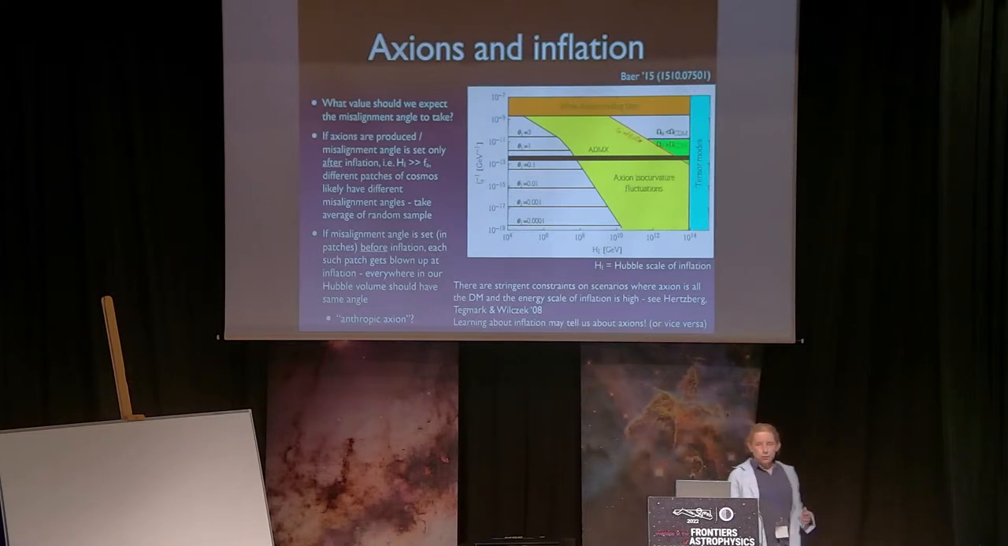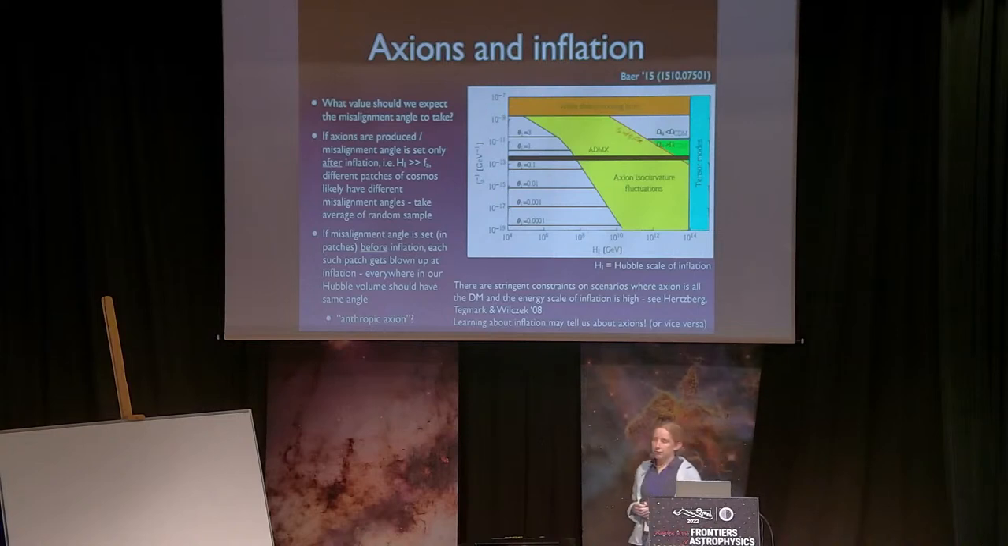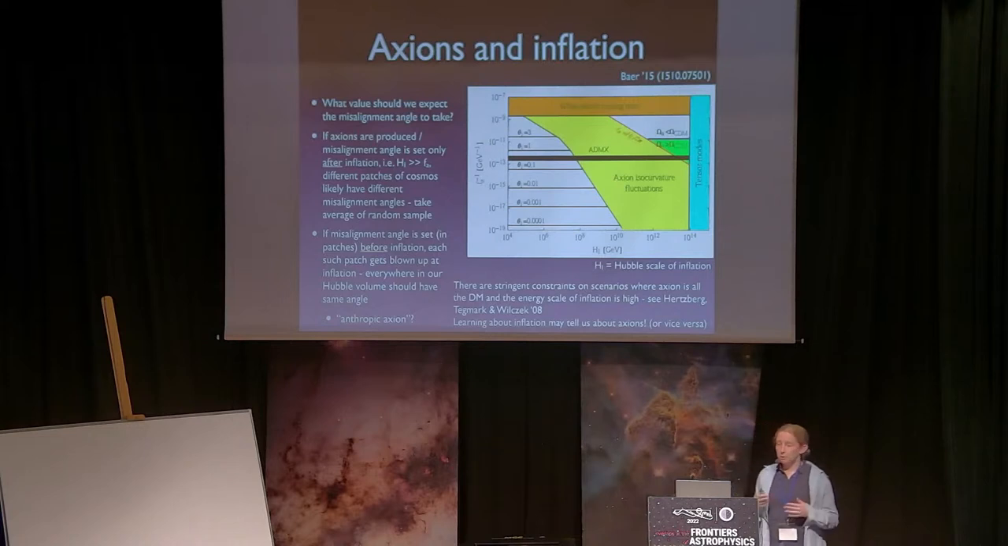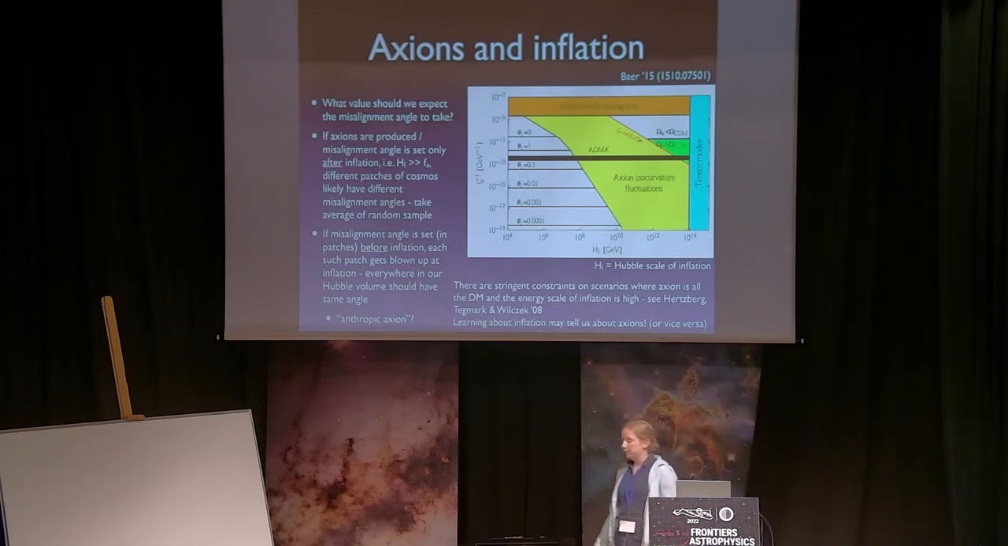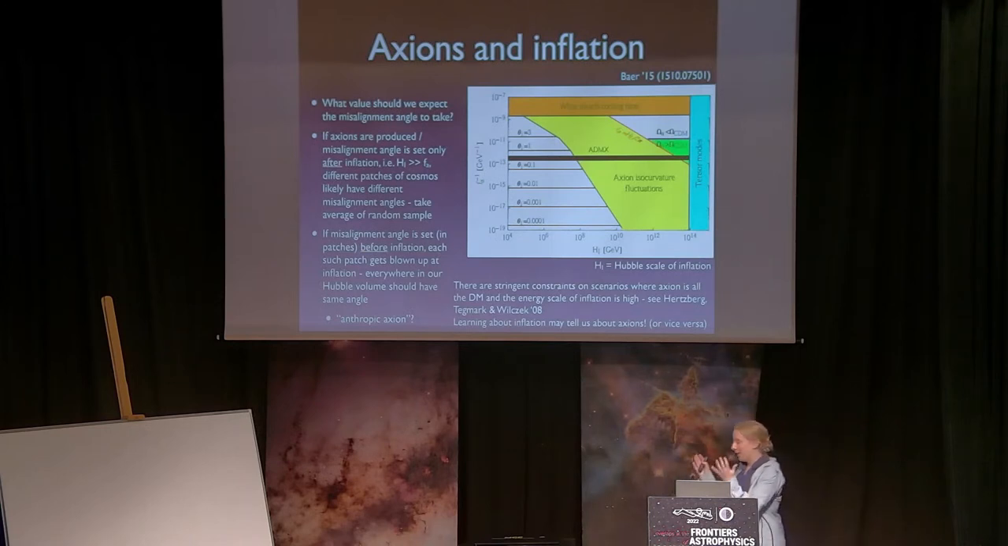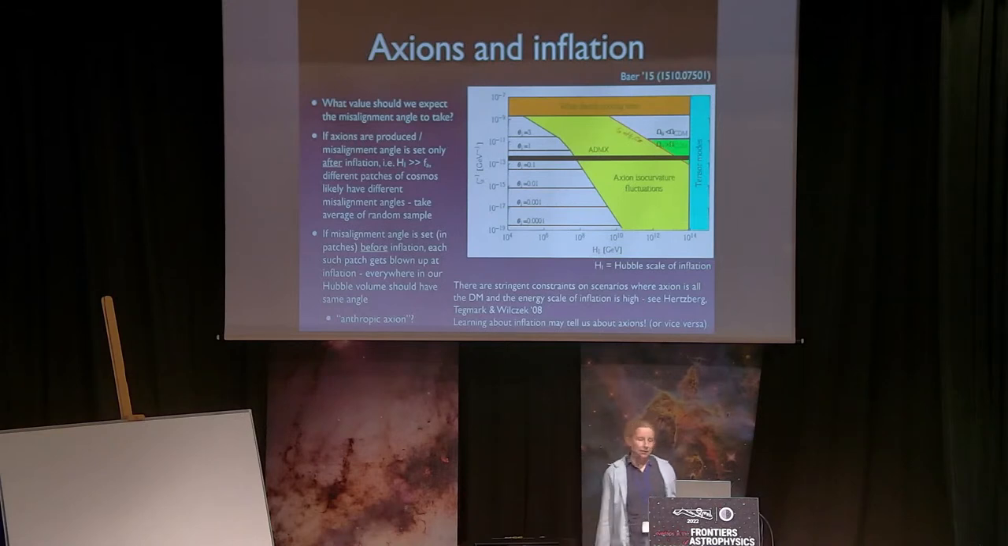Now, the answer here is going to depend on whether the misalignment angle is set before or after inflation. So if the axions are produced and the misalignment angle is set after inflation, then different patches of the cosmos that are causally disconnected from each other, we would expect them to have different values of the misalignment angle if it's just some random population of the field at different points. Then as the universe expands and our causal volume increases, we get to see more and more of the universe as it expands after inflation.